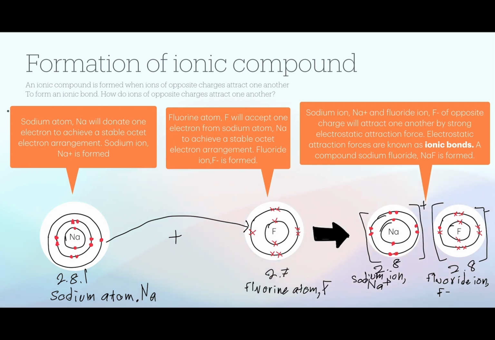Fluorine atom will accept 1 electron from sodium atom to achieve a stable octet electron arrangement. Thus, fluoride ion is formed. So, sodium ion and fluoride ion of opposite charges will attract one another by strong electrostatic attraction force. Electrostatic attraction force are known as ionic bonds. A compound sodium fluoride NaF is formed.